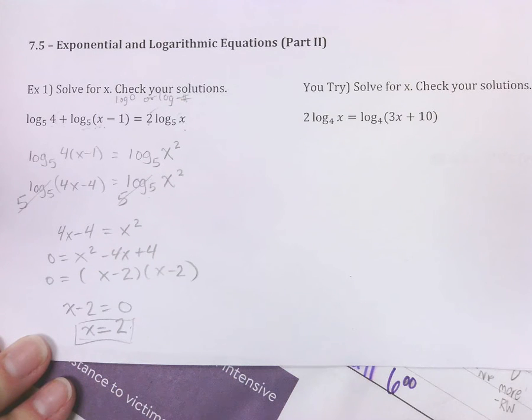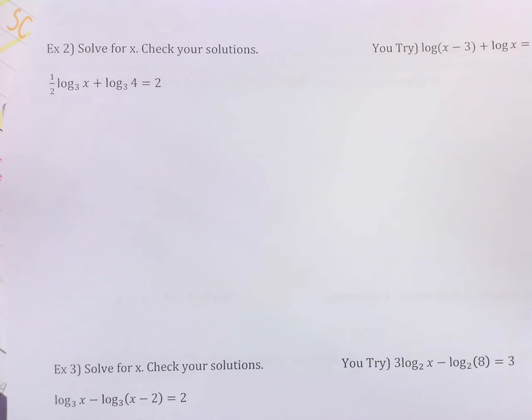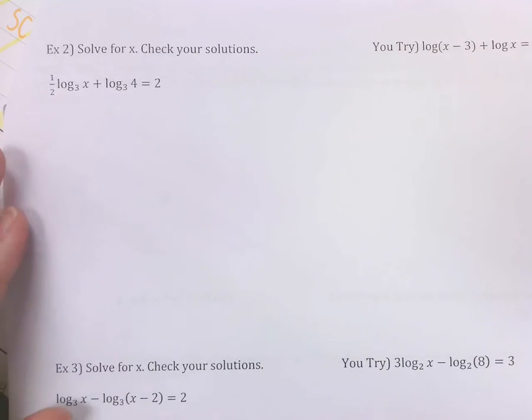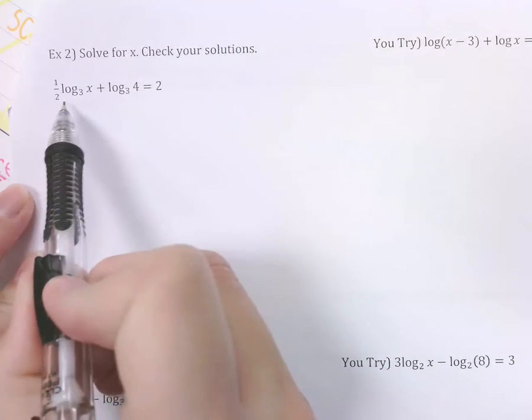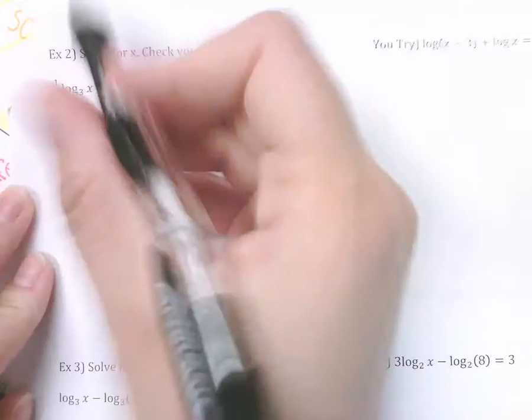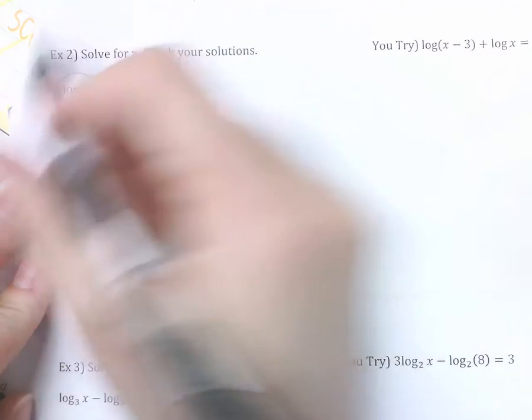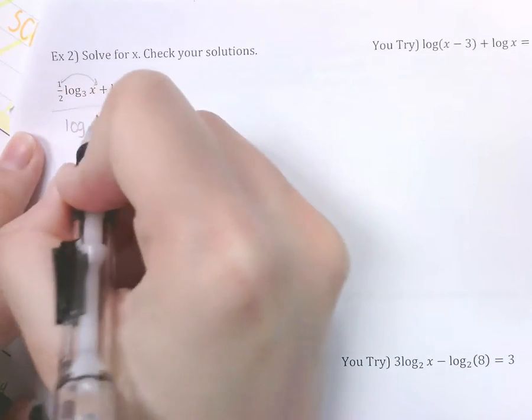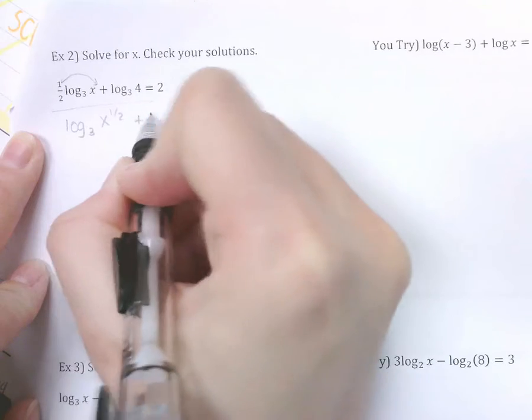This one's a little bit different because there aren't logarithms on both sides. So what we're going to do is condense a little bit. We're going to condense these two. First we're going to make the 1/2 an exponent of x.